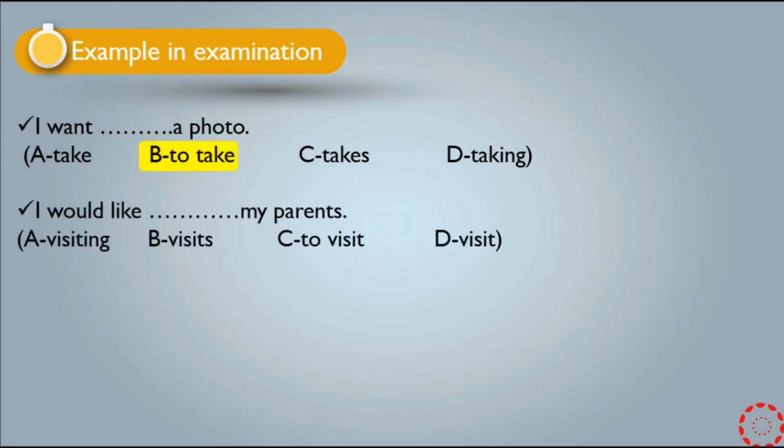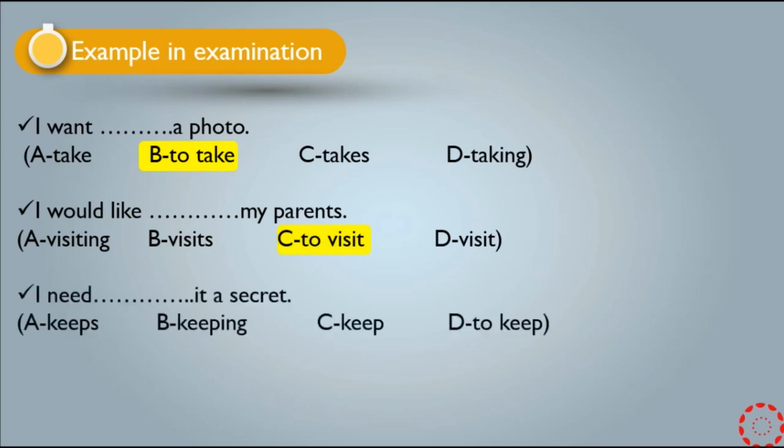I would like dash my parents. As you see, would like is a verb, and after would like, we should have to plus base, which is the infinitive. Which one is correct? To visit. I would like to visit my parents. And the last one: I need dash it a secret. To keep a secret. As you see, need is a verb, and to plus keep, or to plus base, is correct because, as I said, after to we have to have a verb which is base.